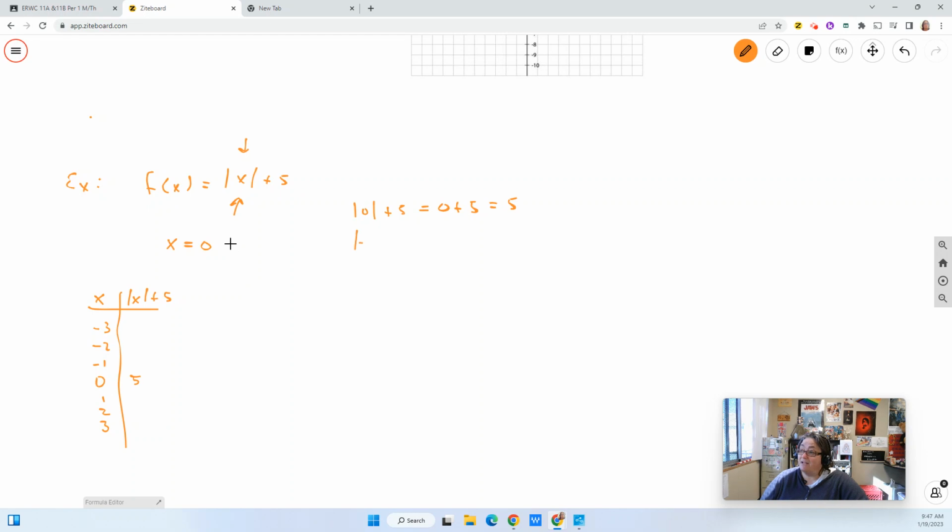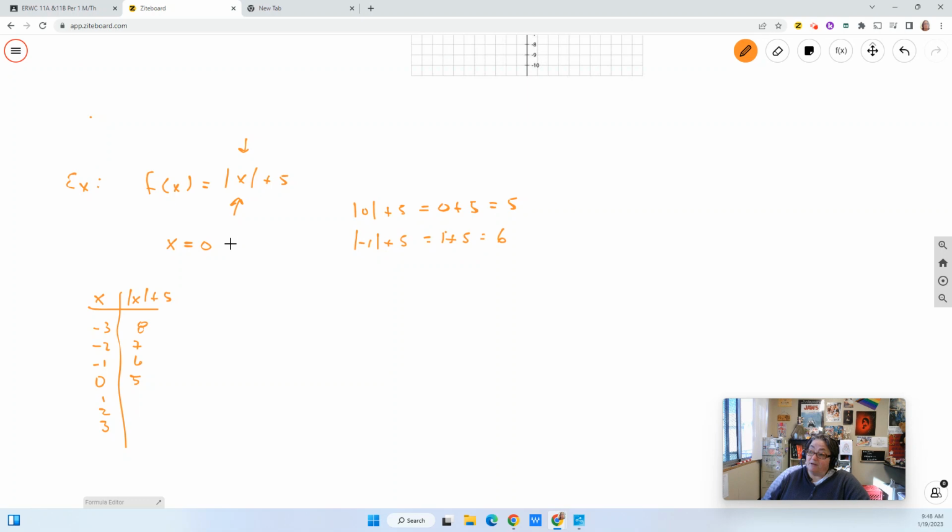If I did that for -1 plus 5, that would be +1. The absolute value of -1 is 1. So this would be 1 plus 5, which is 6. And then you'd go 2 plus 5. We can figure that out. That's going to be 7. That's going to be 8, right?